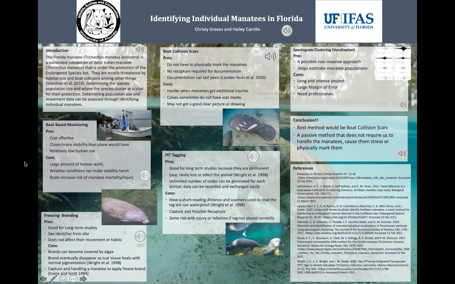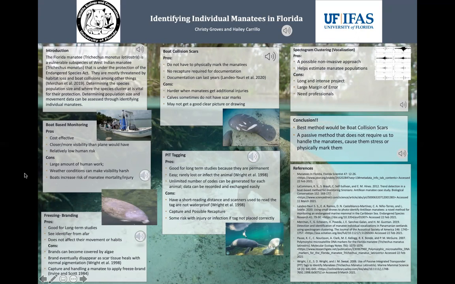The Florida manatee is a vulnerable subspecies of West Indian manatee that is under the protection of the Endangered Species Act. They used to be considered an endangered species themselves until 2017, when they were delisted to vulnerable after a group of boaters in Crystal River wrote a letter asking for them to be reclassified. The populations of manatees are currently facing a lot of threats, such as habitat loss, boat collisions, red tide, and cold stress, among a lot more.